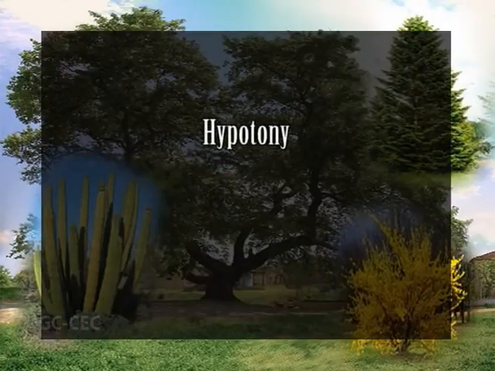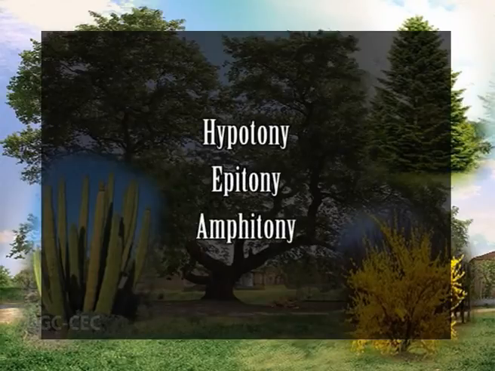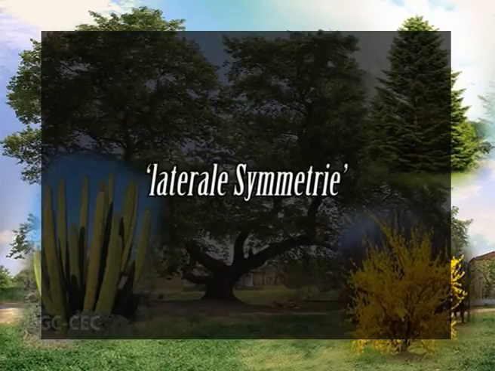Now, let us discuss hypotony, epitony and amphitony. In order to describe the privileged arrangement of lateral axes on a horizontal, curved or slanted parent axis, Troll in 1937 defined three modalities for so-called lateral symmetry. According to this terminology, the privileged development of branches on the upper, lateral or basal portion of a parent axis is referred to respectively as epitony, amphitony or hypotony.